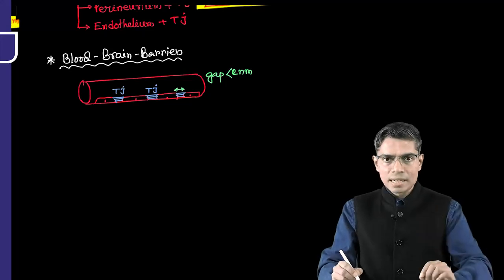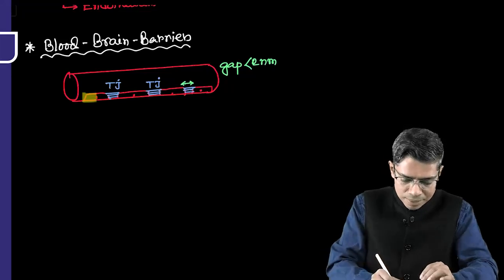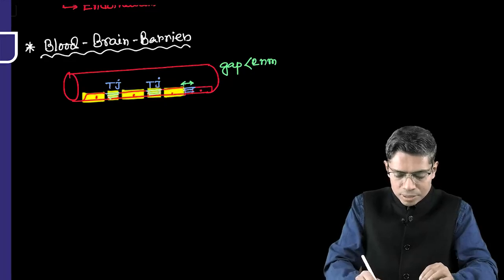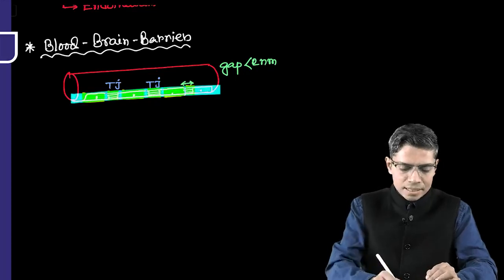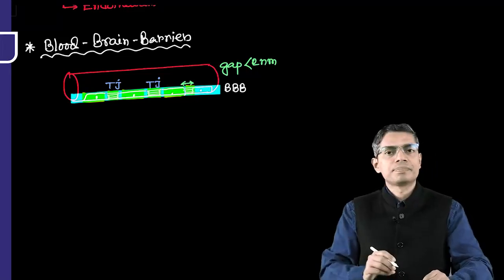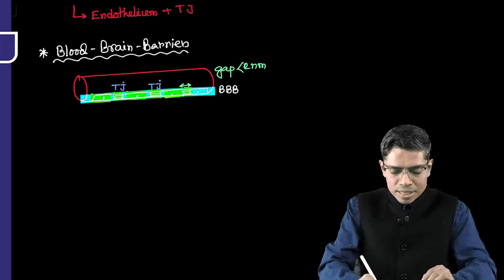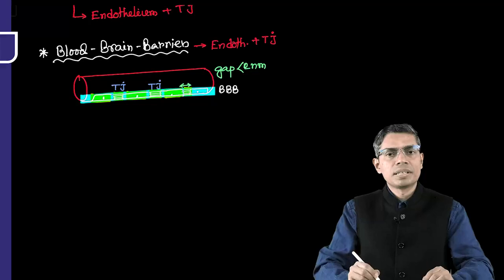Now if I look at this capillary, I find endothelium cell along with tight junction, endothelium cell along with tight junction, endothelium cell along with tight junction. It is forming a complete barrier, and this barrier is nothing but your blood brain barrier. So if the question is asked who forms the blood brain barrier, your direct answer is, structurally it is formed by endothelium cells of brain capillary along with tight junctions, right?